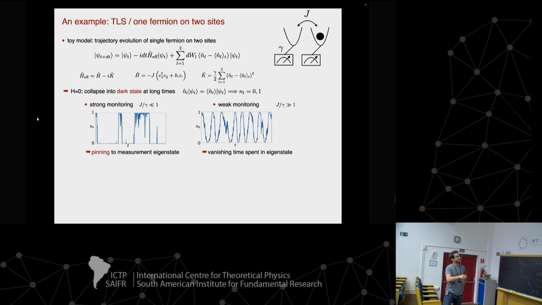So let's look at a toy model to again illustrate this. Let's look at a model where we have just a single fermion particle on two sites, and we monitor locally its density, and we let it hop from left to right. One thing I already said: if the Hamiltonian is totally zero, then over time we will collapse into either of the eigenstates. The single particle can localize either here or there. Now we go to a strongly monitored regime, where we switch on only a little bit of Hamiltonian, a little bit of this hopping strength J.